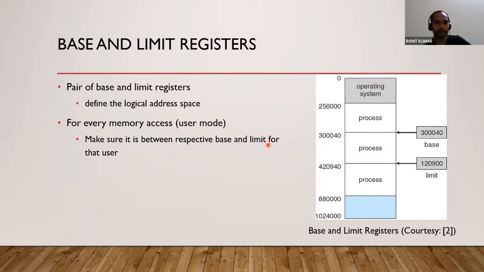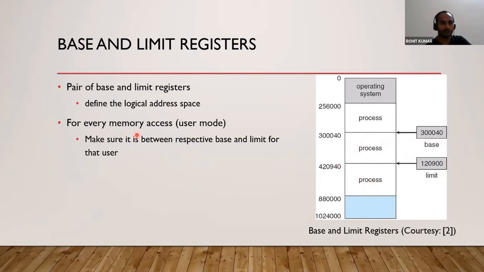Okay, in a similar fashion, here the details are given that the pair of base and limit registers define the logical address space. Logical address space of what? Logical address space of the particular process. So with respect to each process, there is a base register and there is a limit register. And these values will get stored in the PCB, obviously. So there in the PCB is the related information.